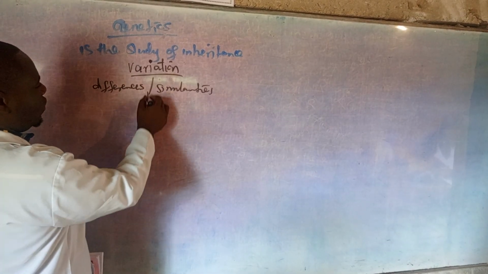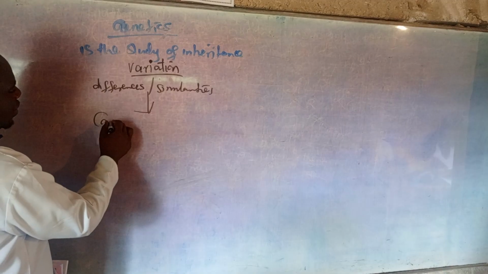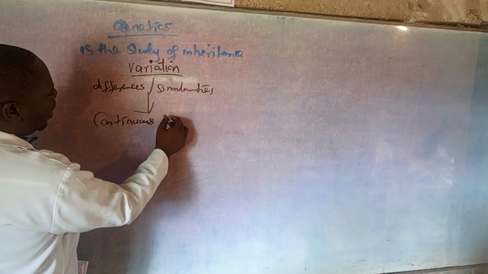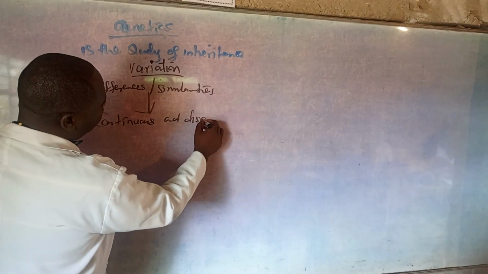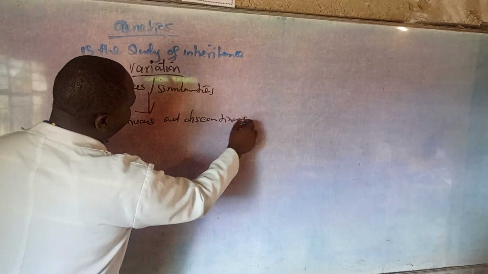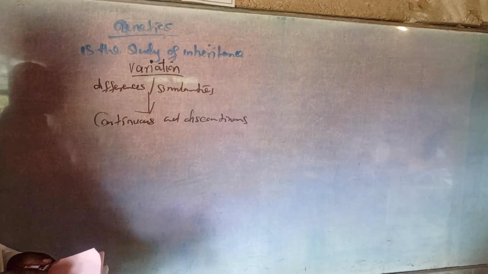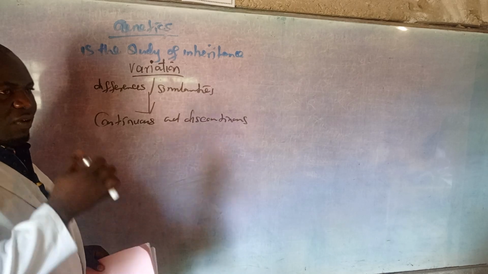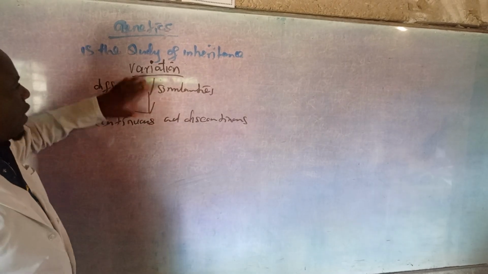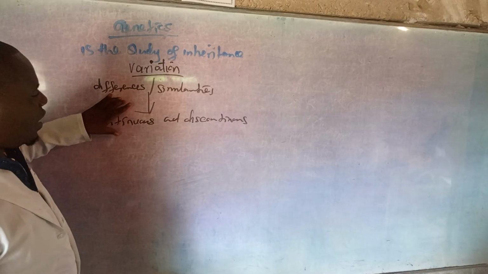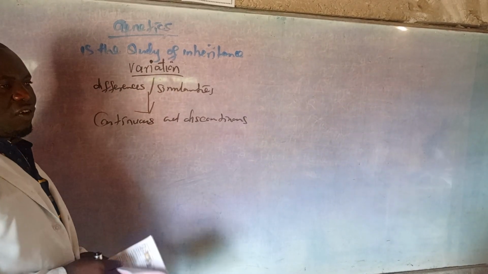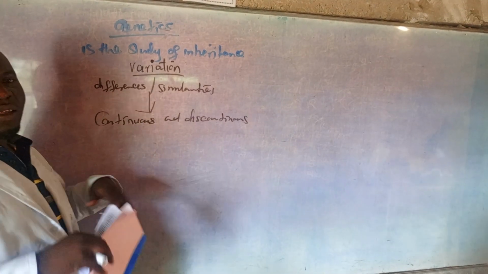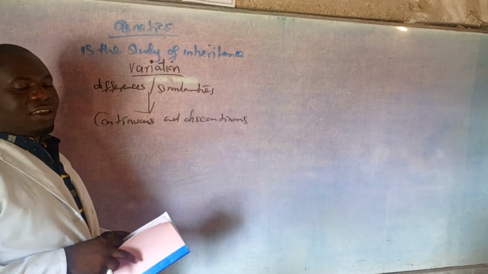Then there are two types of variation: continuous variation and discontinuous variation. So variation is the similarities and the differences among the organisms of the same species, and there are two types, continuous and discontinuous. Right? Organisms in the same species have differences.